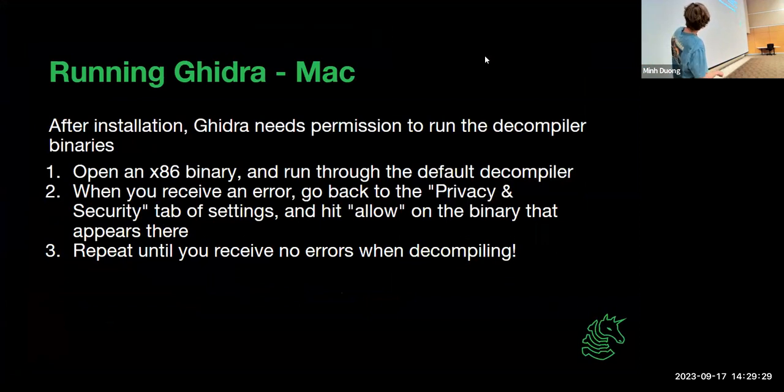So it's sort of annoying, but what you're going to need to do is go to the privacy and security tab of your settings. There's going to be a binary that pops up there, something like decompiler underscore something. You're going to hit allow on that. Then go back to Ghidra, and in the top bar go to Analyze, Auto Analyze All, and hit run again. You'll get another error, so go back to privacy and security and do it again until there are no more errors when you auto analyze. This is the way to do it. I don't know how else.